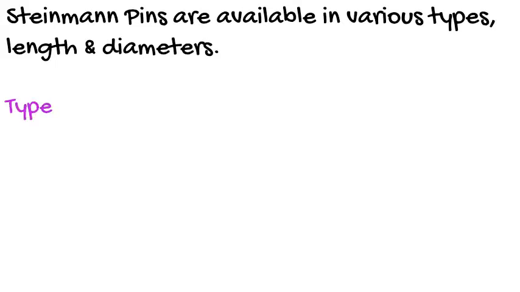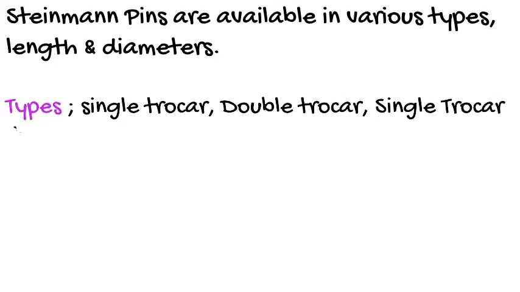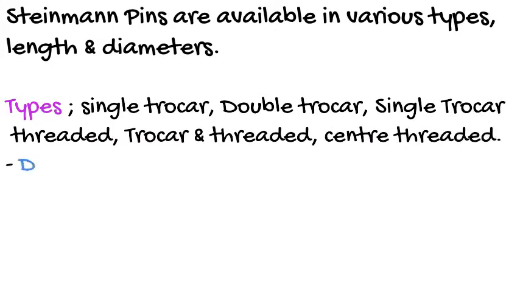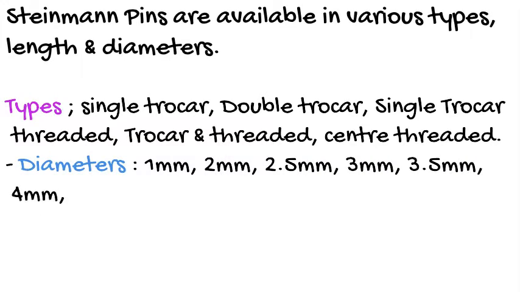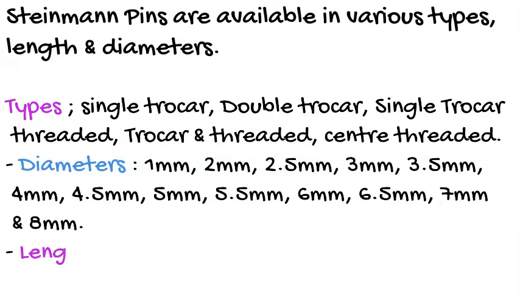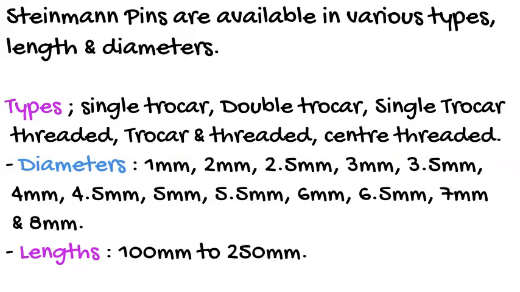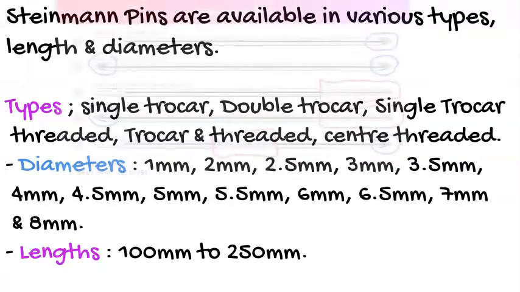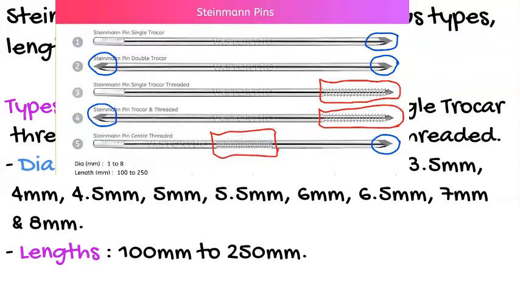Steinmann pins are available in various types, length, and diameter. The types are single trocar, double trocar, single trocar threaded, double trocar threaded, center threaded. For the diameters, it starts from 1 mm, then 2 mm, 2.5 mm with an increment of 0.5 mm till 7 mm and lastly 8 mm. The length starts from 100 mm to 200 mm. I am showing you the image of varying types, lengths, and diameter of the Steinmann Pin. I highlighted the trocar and the threaded part in the illustration.